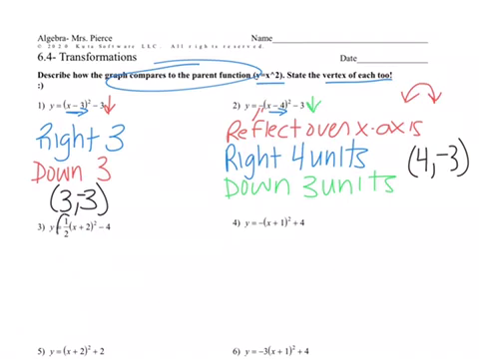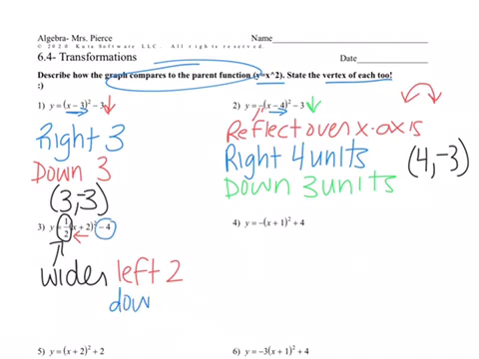On problem number 3, you notice that we have 1/2 out in front. I know I told you I was only going to do 1 and 2, but 1/2 is going to make your graph wider. We have a shift on the inside. That plus 2 is now going to shift it to the left 2 units, and then the minus 4 on the outside is going to go down 2 units. Its vertex is at negative 2, negative 4.